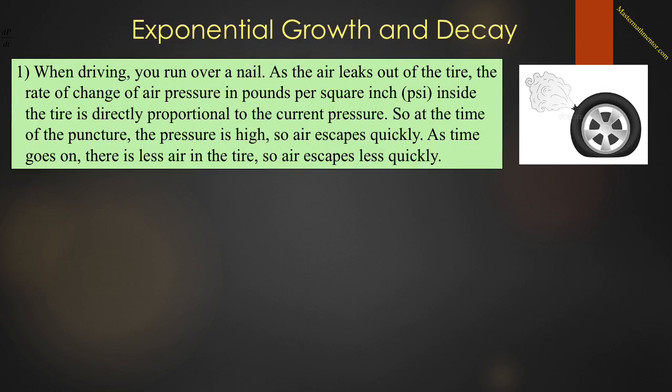The problems in this video are all based upon the differential equation that signals exponential growth. Number 1 reads, when driving, you run over a nail. As the air leaks out of the tire, the rate of change of air pressure in pounds per square inch, psi, inside the tire is directly proportional to the current pressure. So at the time of the puncture, the pressure is high, so air escapes quickly. As time goes on, there is less air in the tire, so air escapes less quickly.